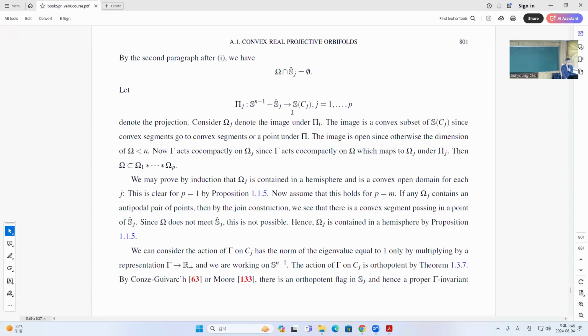For P plus Q. Okay. And so this omega j is an image, and we can show it's a convex subset because it's an image of a convex subset. But it is also contained in a hemisphere.